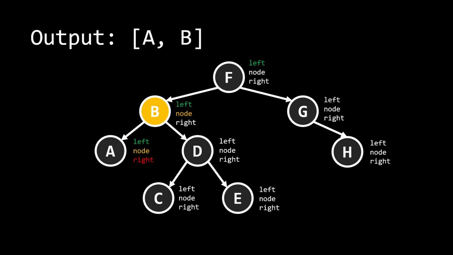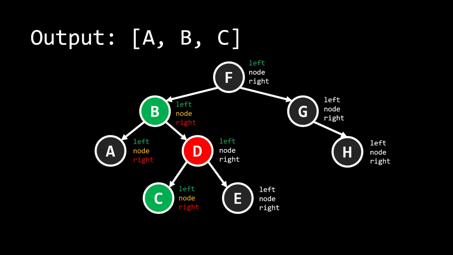Then what's going to happen is we're going to try to go to the right, and the right subtree is the D here. What's going to happen at the D? It's going to try to go to the left. So that's the C here. The C is going to try to go to the left, but there's nothing there. So what we're going to try to do is process the current node. So processing the current node, we output a C.